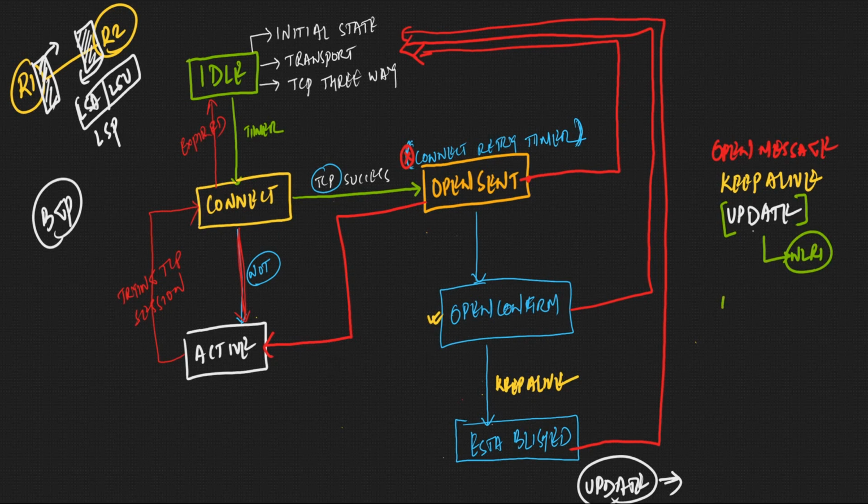Then another message we have is the notification message. For example, here we have seen a notification message is sent, and due to some error, tear down or reset, it goes from established to idle. There are other message types too, but here we have discussed the open message, keepalive, notification, and update.